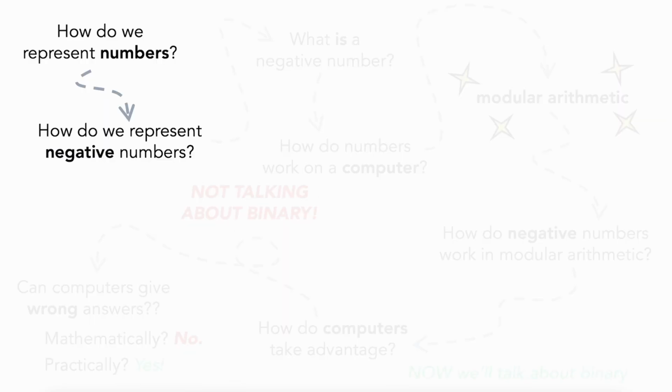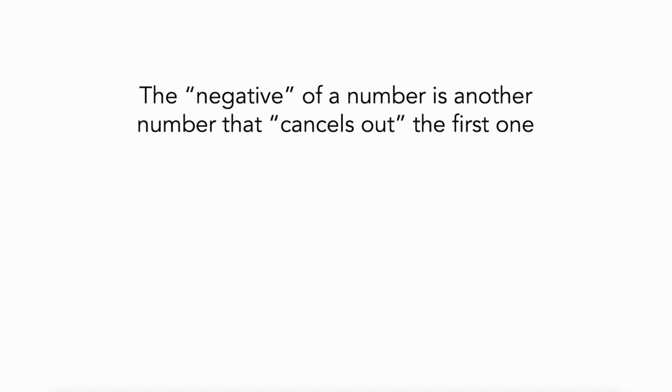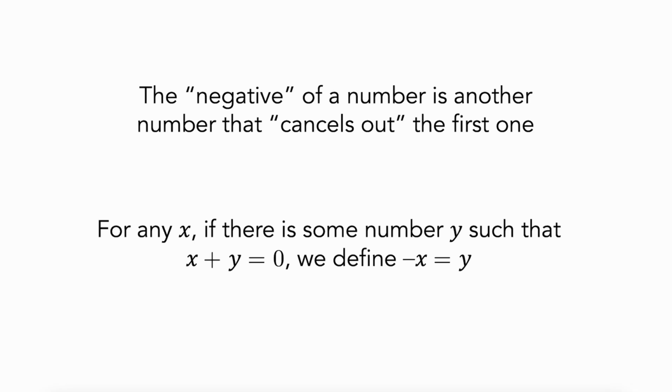The first step to doing this is to rethink what a negative number is. It's not just a number that goes in a different direction than its positive counterpart. Let's think about what a negative number is in terms of what it does. Intuitively, the negative of a number is just some other number that cancels out the first one. Mathematically speaking, for any x, if there's a number y such that x plus y is 0, then y is the negative of x. Note that since x also canceled out y, x is also the negative of y. They're both negatives of each other, basically.